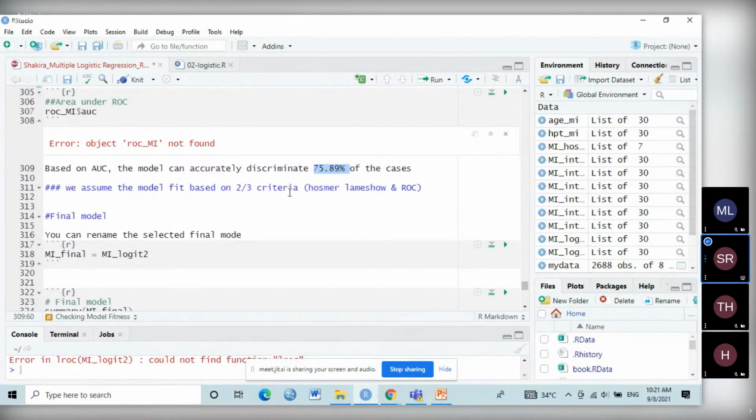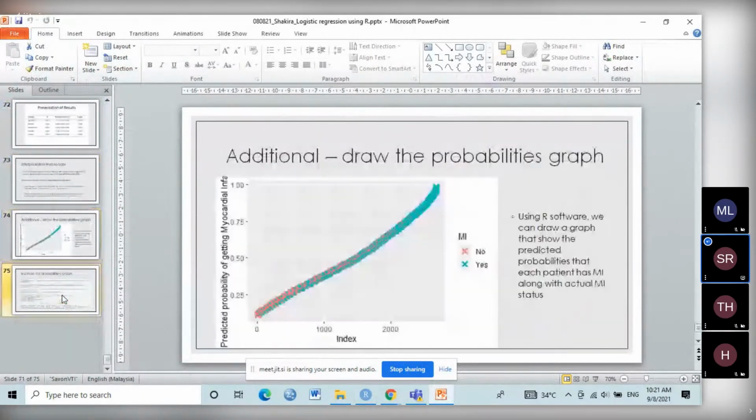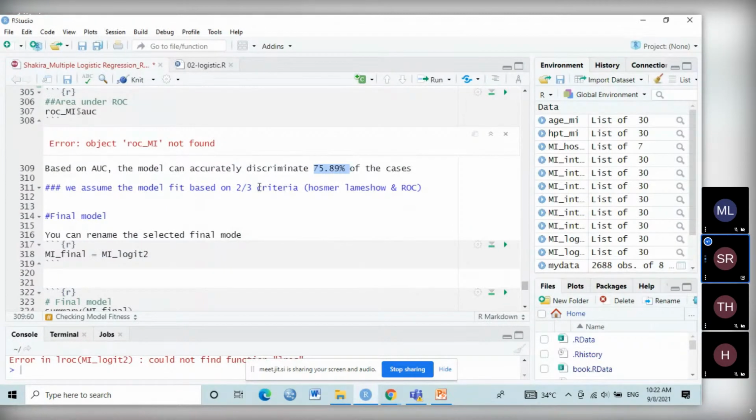Alright. So kalau kita tengok yang first Osman and Shaw adalah not significant. Classification table is less than 80%, dia macam low sikit. But untuk AUC kita dapat 75.89%. Actually dapat dia punya curve ni. Dapatlah ROC curve, and then dia punya area under the curve adalah 0.758. Okay. So kita assume that our model is fit lah based on 2/3 criteria.